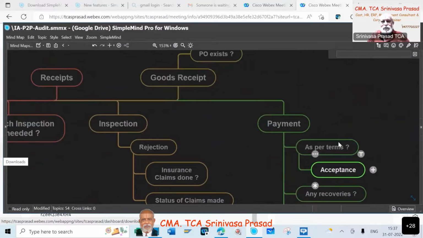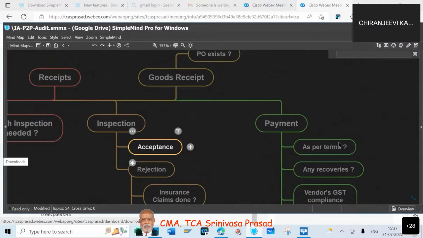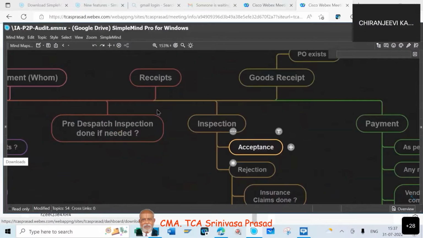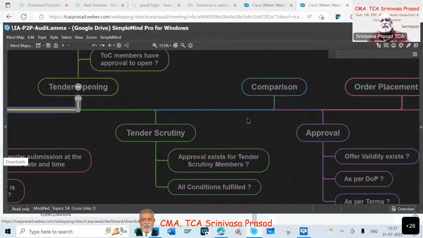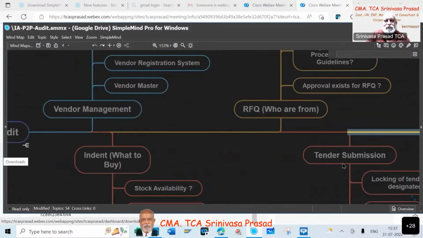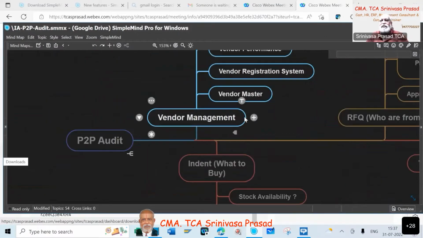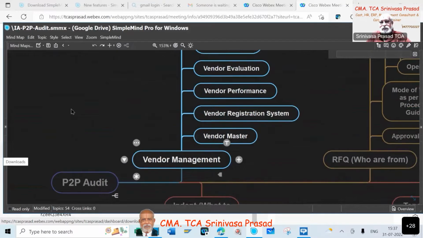Now what we will do is, we will get back and then go to the first of the things, which is very important. In our case, we will go to the vendor management itself, right? We go to vendor management. Now in vendor management, what all we have? Let's have a look at it.